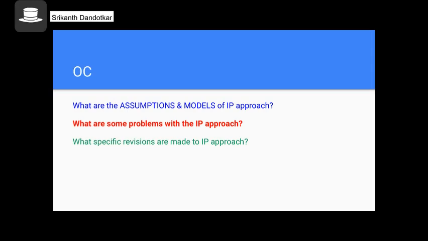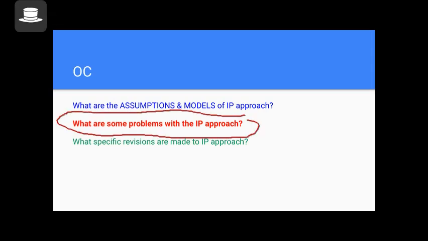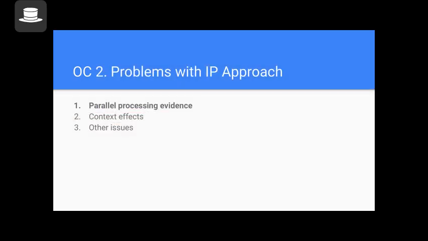Okay, so this brings us to the next outcome, which is the problems with the information processing approach. In this one, we're going to quickly go over some problems with the model. There are two assumptions, right? One is that things are processed sequentially, one after the other. No two processes can occur at the same time. That may refer to the same word and also different words.